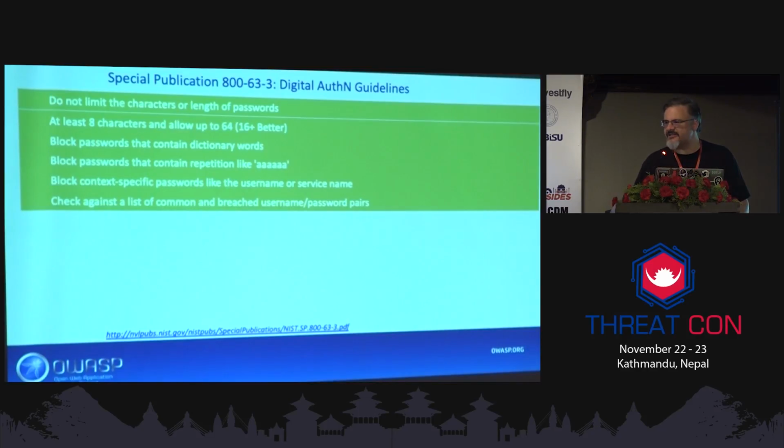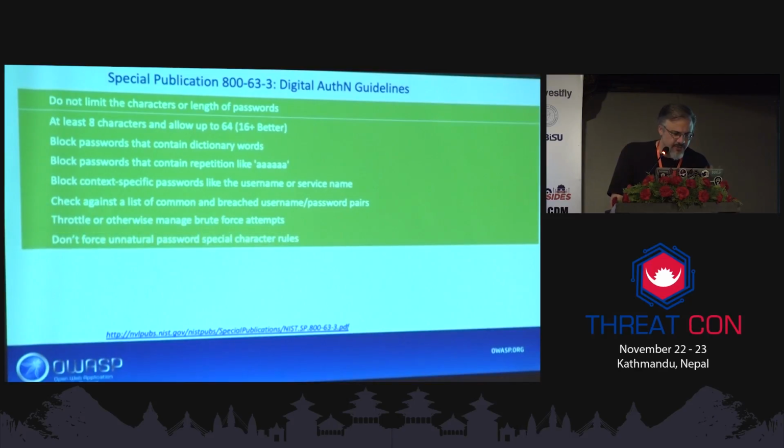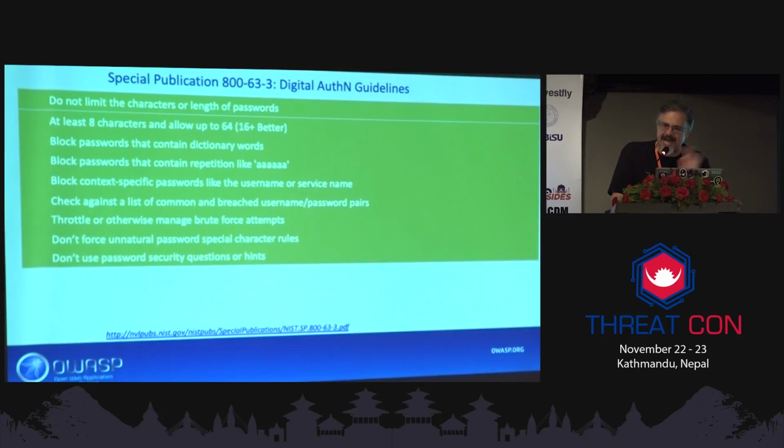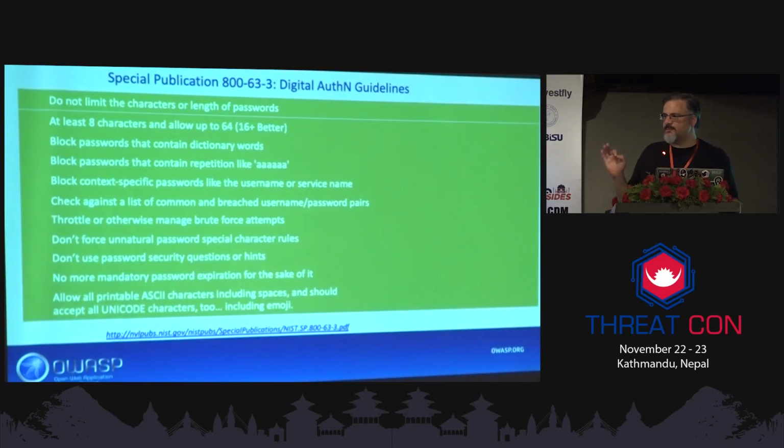Troy Hunt and Daniel Miessler maintain open source databases of known passwords. We should block between 50 to 150,000 of the most common passwords in use in the world today, because that's how attackers go after your software. We should throttle or manage brute force attacks. We should not force these special character rules. They're nonsense. And we should stop using security questions. I can look up your Facebook account and find the answer. Also, no more mandatory password expiration. It encourages bad behavior, and we need to support Unicode in our passwords as well, including emoji.